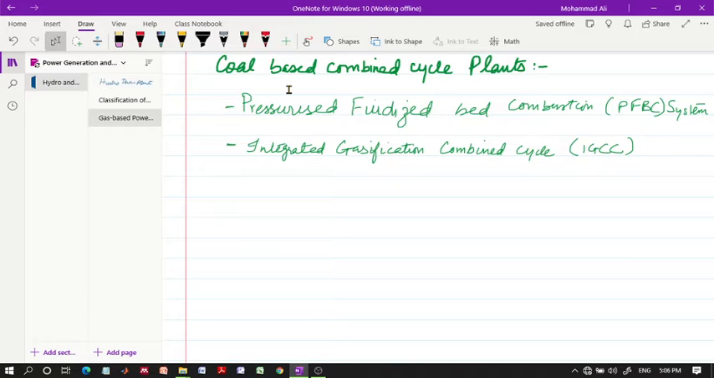So why are we going through this? First of all, coal is not that efficient a fuel. We have better fuels, other oils or natural gas, that are more efficient. But first of all, we have large reserves of coal, and second, there has been too much research on coal in recent years to make it an efficient fuel. So utilization of coal, because there are many coal-based power plants, in an efficient way is one of the desirable things. So we have a pressurized fluidized bed combustion system and an integrated gasification combined cycle.